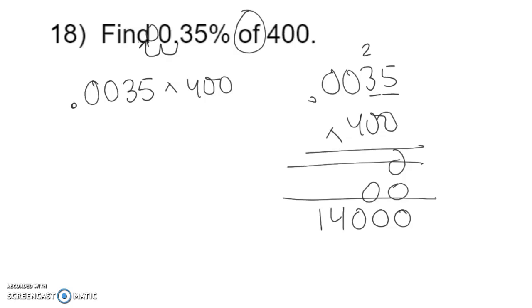I had 1, 2, 3, 4 numbers behind the decimal, so I should have 1, 2, 3, 4 numbers behind the decimal. So my answer is going to be 1.4.